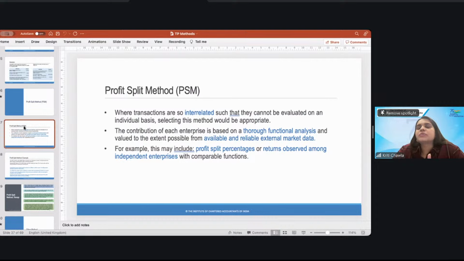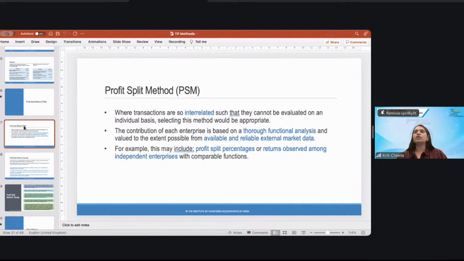Another area where the profit split method comes into existence is where the transactions are very, very interrelated, so that they cannot be evaluated on an individual basis. When I say that transactions are very interrelated, you look at a particular transaction from the perspective of a product itself. When I talked about the TNMM method, I said that there is the provision of IT services. However, in the profit split method, the transactions are so interrelated that you cannot really segregate the transaction on an individual basis. And that is where this particular method comes into place.